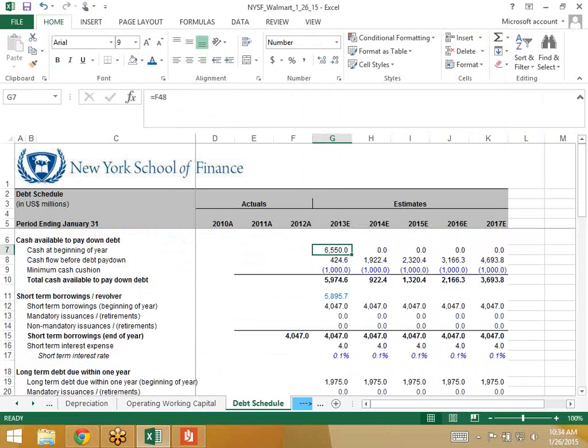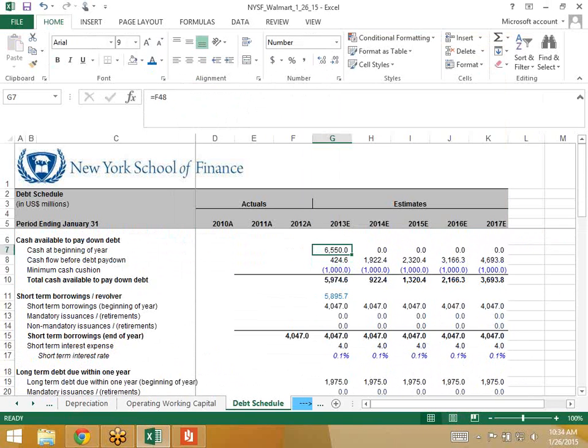So in other words, we paid $5 billion. Interest expense has gone down. That's for sure. So you go to the income statement. The reduction in interest expense has increased net income. The increase in net income increases cash flow from operations. You increase cash flow from operations, it increases cash flow before debt pay down. That's this number.